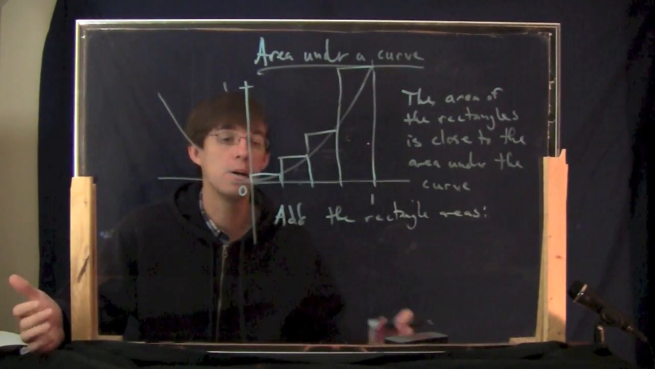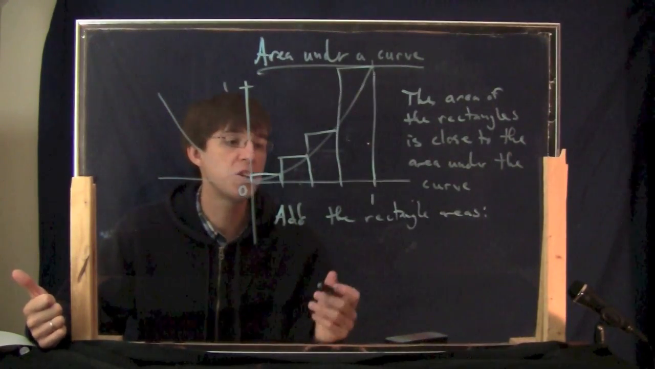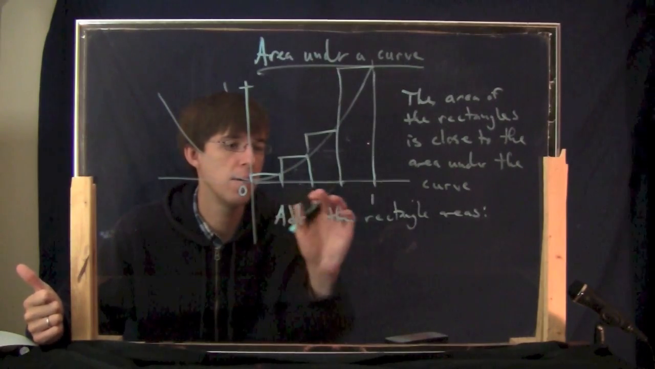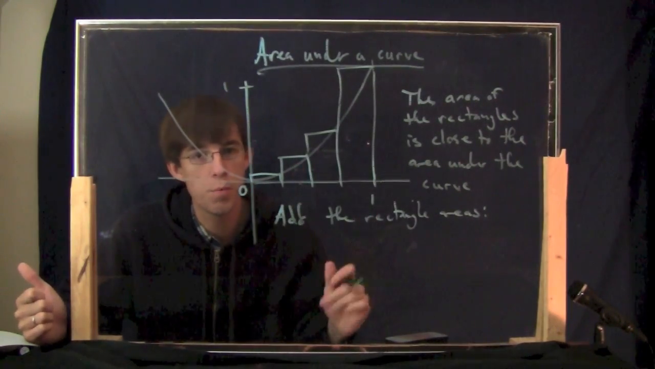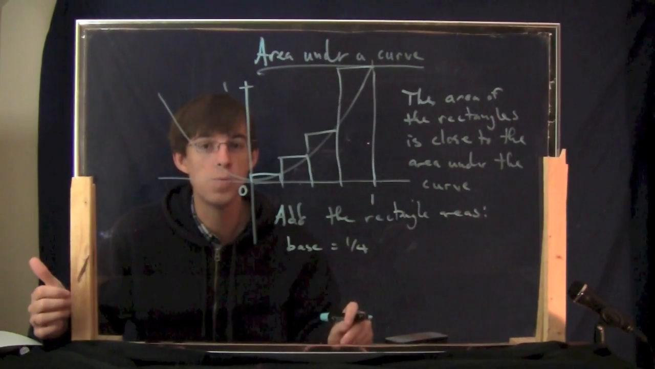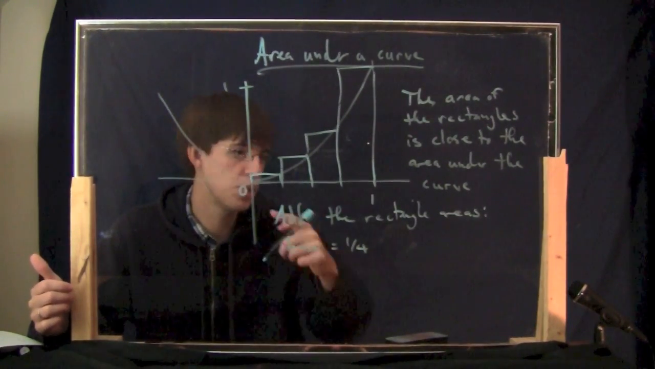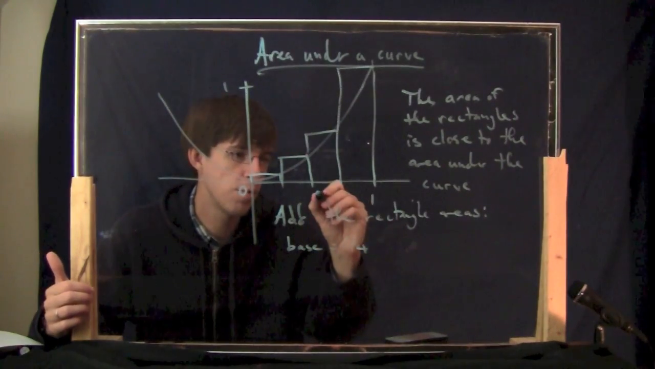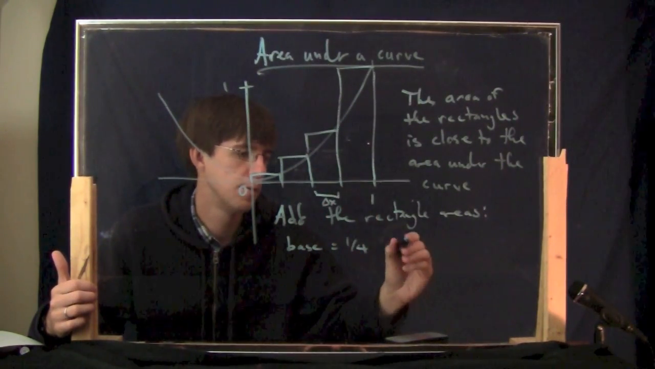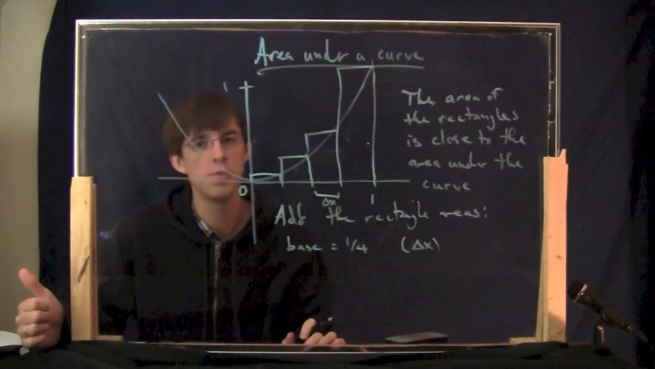How would we do that? Rectangle areas are easy. You just multiply the base times the height. And actually, in this case, all the bases are the same, right? If I am going from 0 to 1 and I divide it into 4 pieces, the bases every time are 1/4. In the notation we're going to use, that 1/4, the width there, is what we're going to call delta x. It's the width, and it's the same every time for all the intervals.